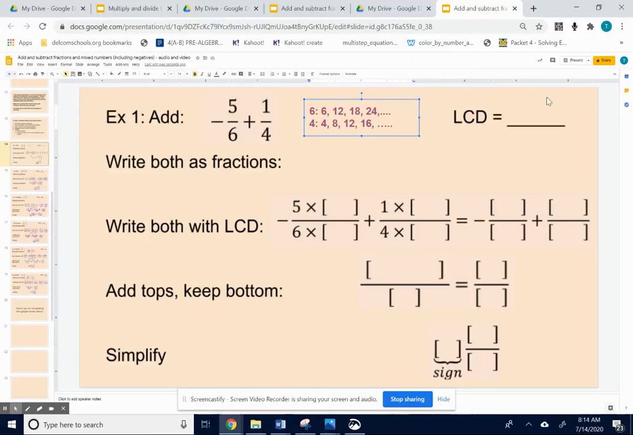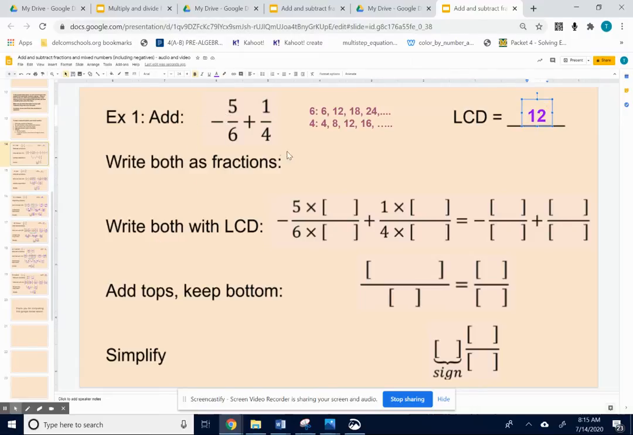So the least common denominator is 12. I'm going to click on the blank and type in 12. By the way, if you click on the blank and nothing happens, just move your pointer over. It's there somewhere. So there's my 12. Now I need to write both fractions with the least common denominator.